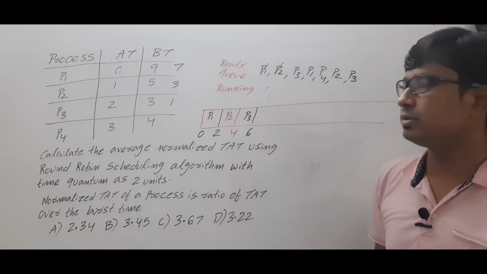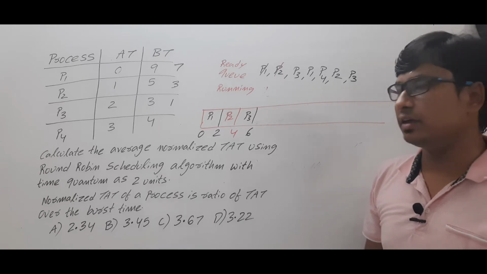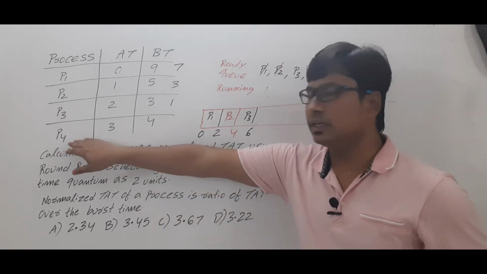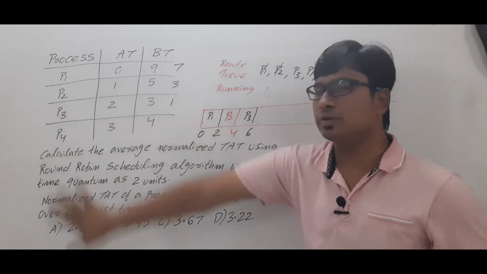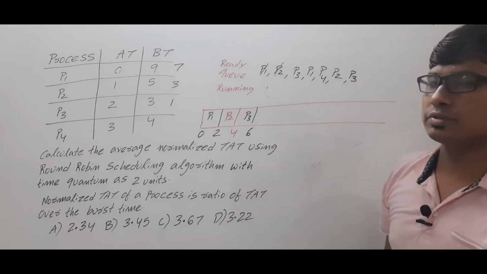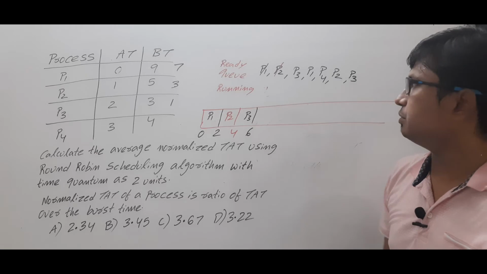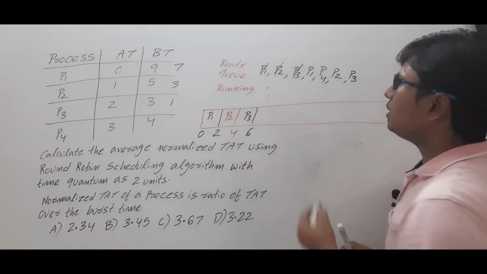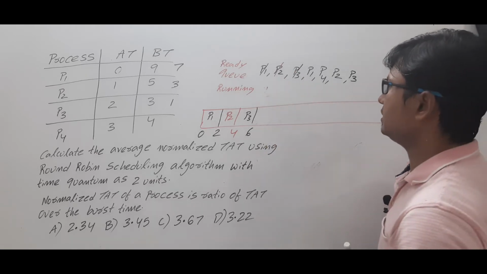Is it clear? Are you able to understand? Now you need to look at whether any other process came. Only 4 processes are there, so no other process came. So we have kept the process P3 after the process P2. Okay. Now in the queue, process P1 is there.